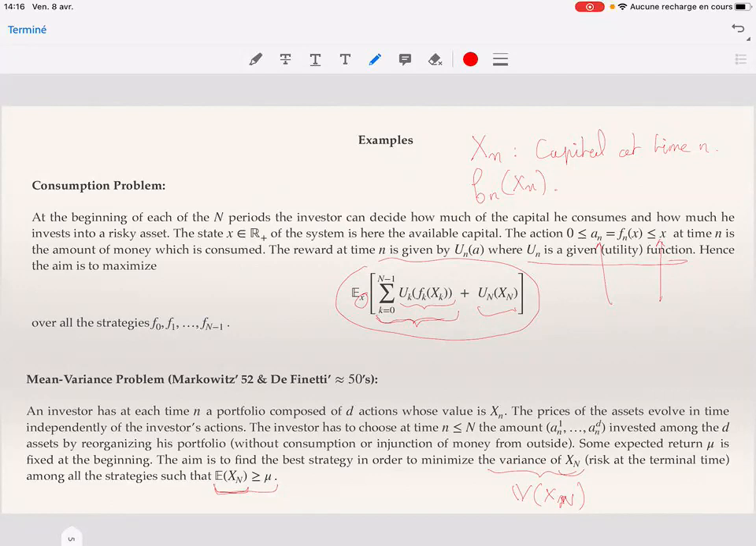So this is a bit different from the previous problem, because in the previous problem, you were only trying to maximize the expectation of the money that you have. Here, you try to minimize the variance. So you have some constraint. You say, I want to have the best expectation, at least above some threshold, mu. I want at least this money, but I don't want to take so much risk. So it is a bit different from the previous one in this constraint. You add some constraint to the optimization.